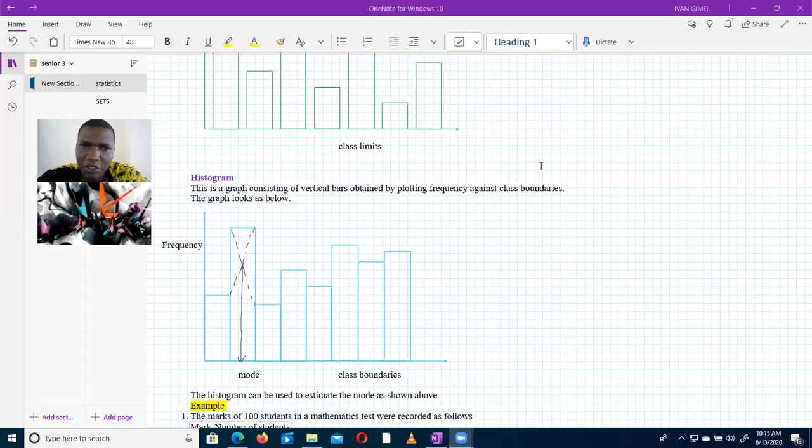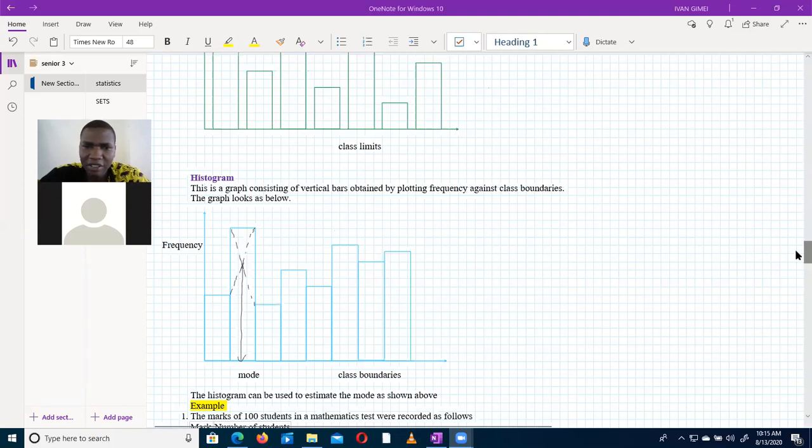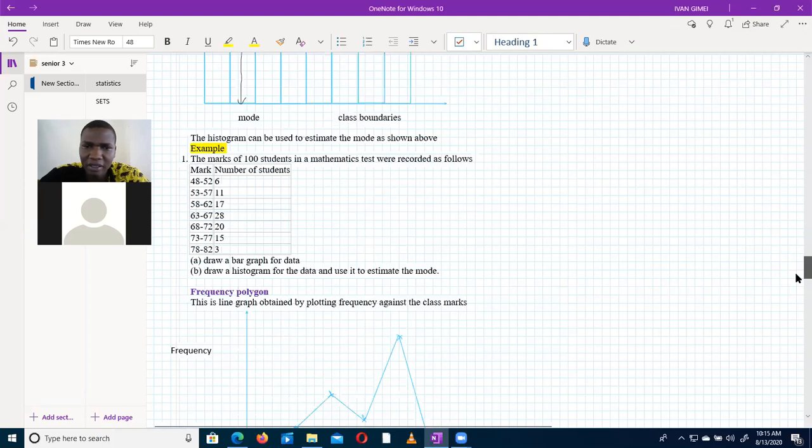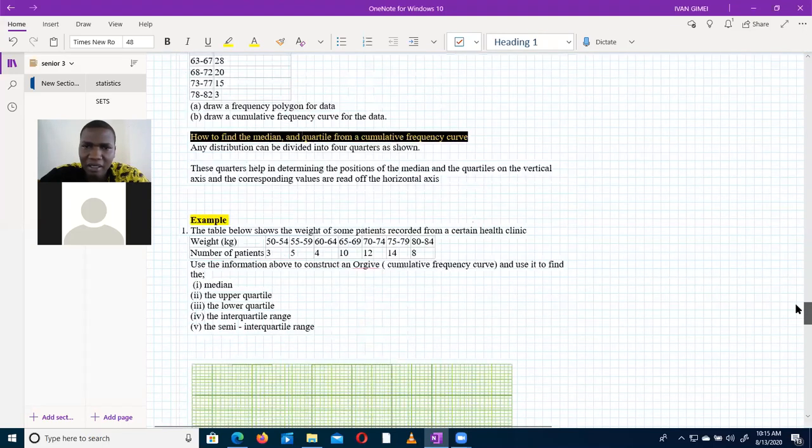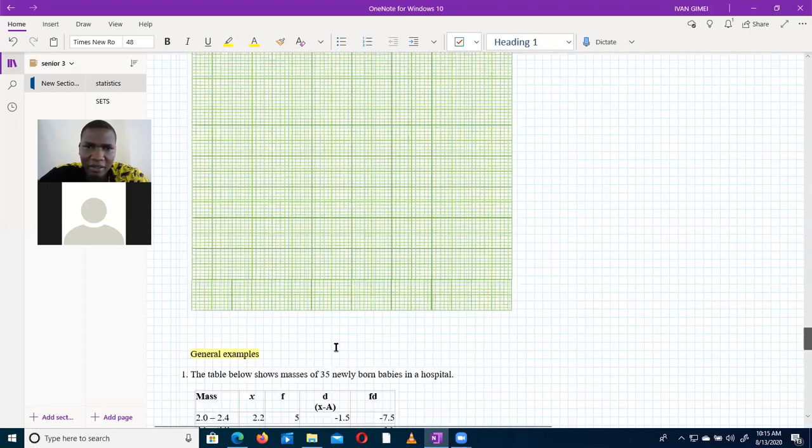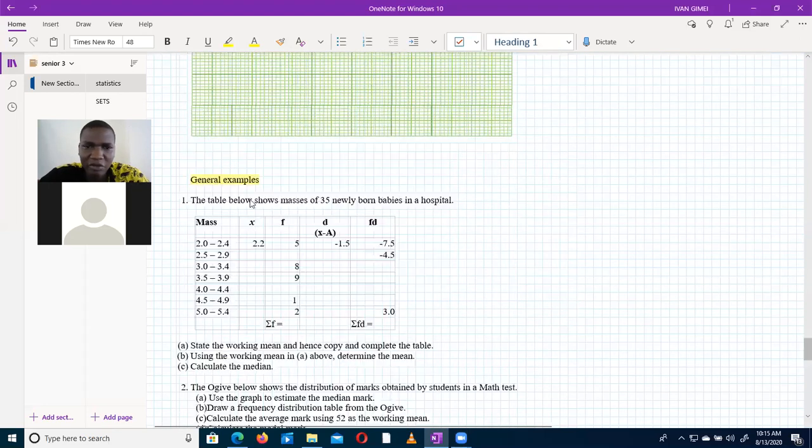So that means that we don't have issues with statistics. All you need to do is to practice. Now I will need to get your responses. I'm going to send you this work. Then you attempt it and send me feedback. Send your feedback to me and I will see. Now these numbers, which are meant to be general examples, I'm going to send them to you.